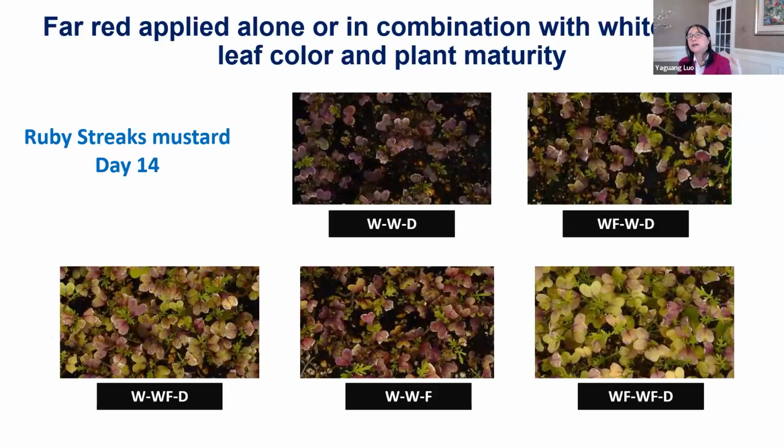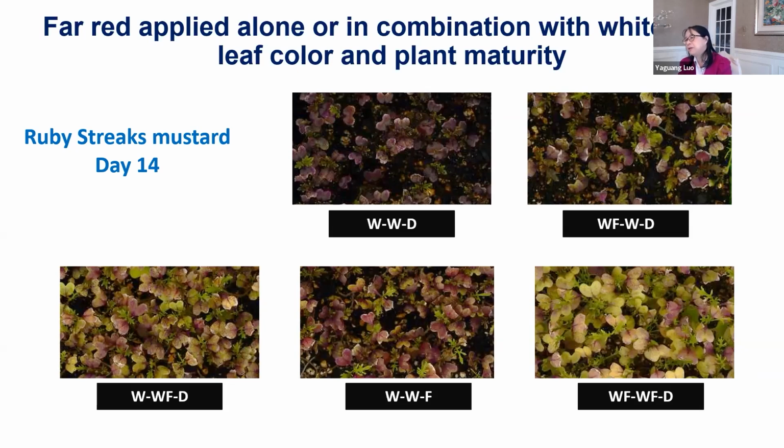Here's the first picture of the ruby streak mustard at day 14. As you can see, the combination of white plus far red at the longest exposure time, which is 16 hours, followed by 8 hours of dark, had the lightest color, because the control, which is WWD, has a very intense red pigment on the cotyledon leaves versus the one with the far red, it's a lot yellower.